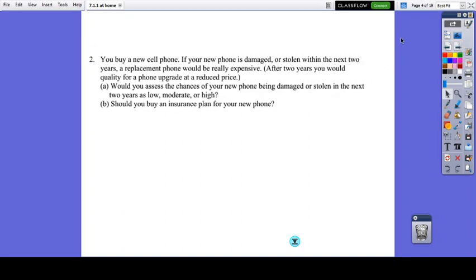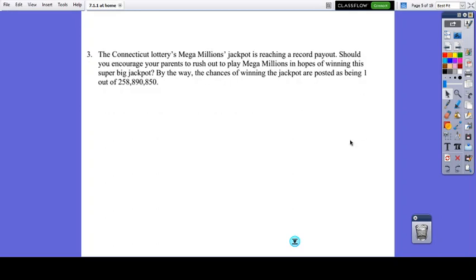Number 2, you buy a new cell phone. If your new phone is damaged or stolen within the next 2 years, a replacement phone would be really expensive. After 2 years, you would qualify for a phone upgrade at a reduced price. So, letter A, would you assess the chances of your new phone being damaged or stolen in the next 2 years as low, moderate, or high? And then based on that, letter B, should you buy an insurance plan for your new phone? Based on where you feel like your chances of a damaged or stolen phone is, do you buy the insurance plan? And how do those go together?